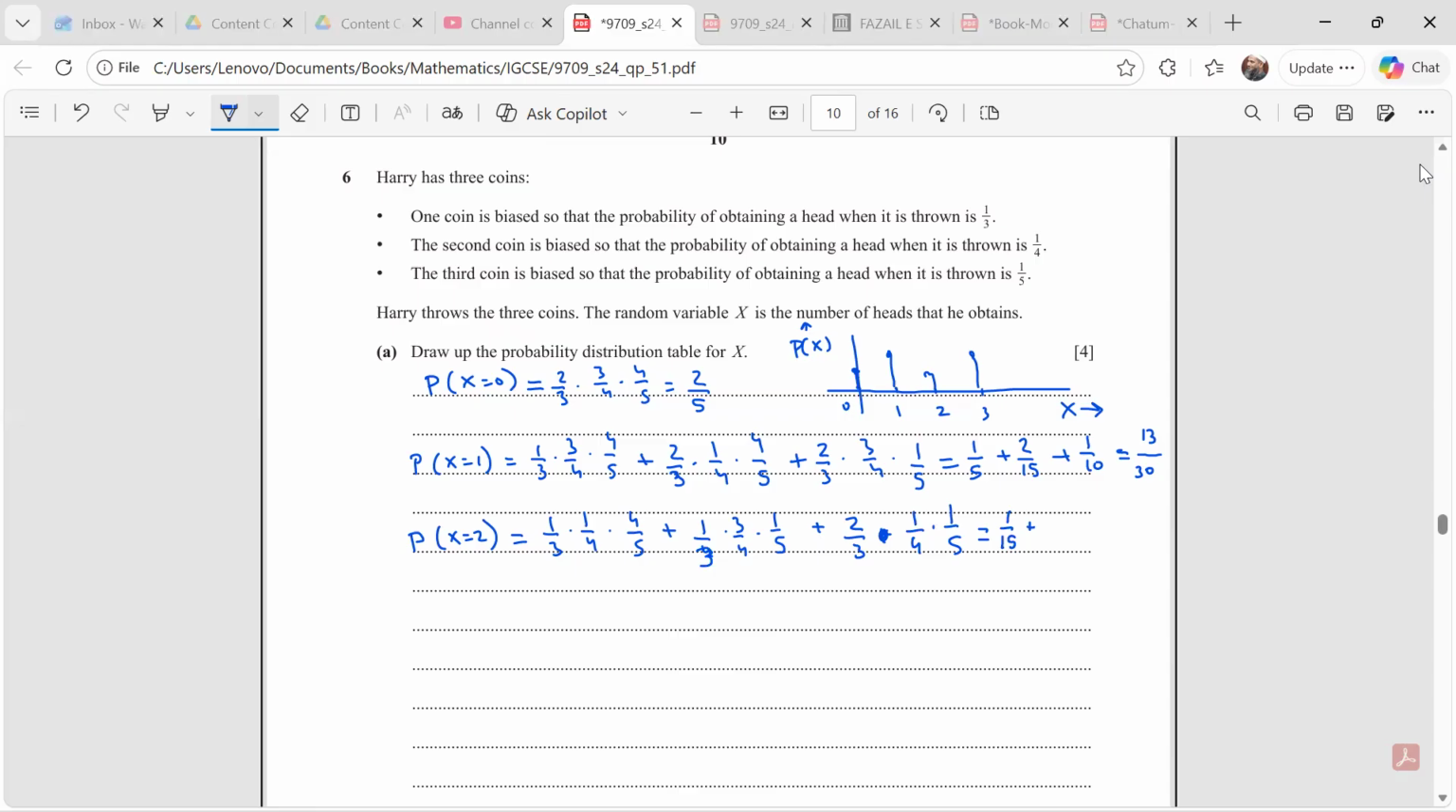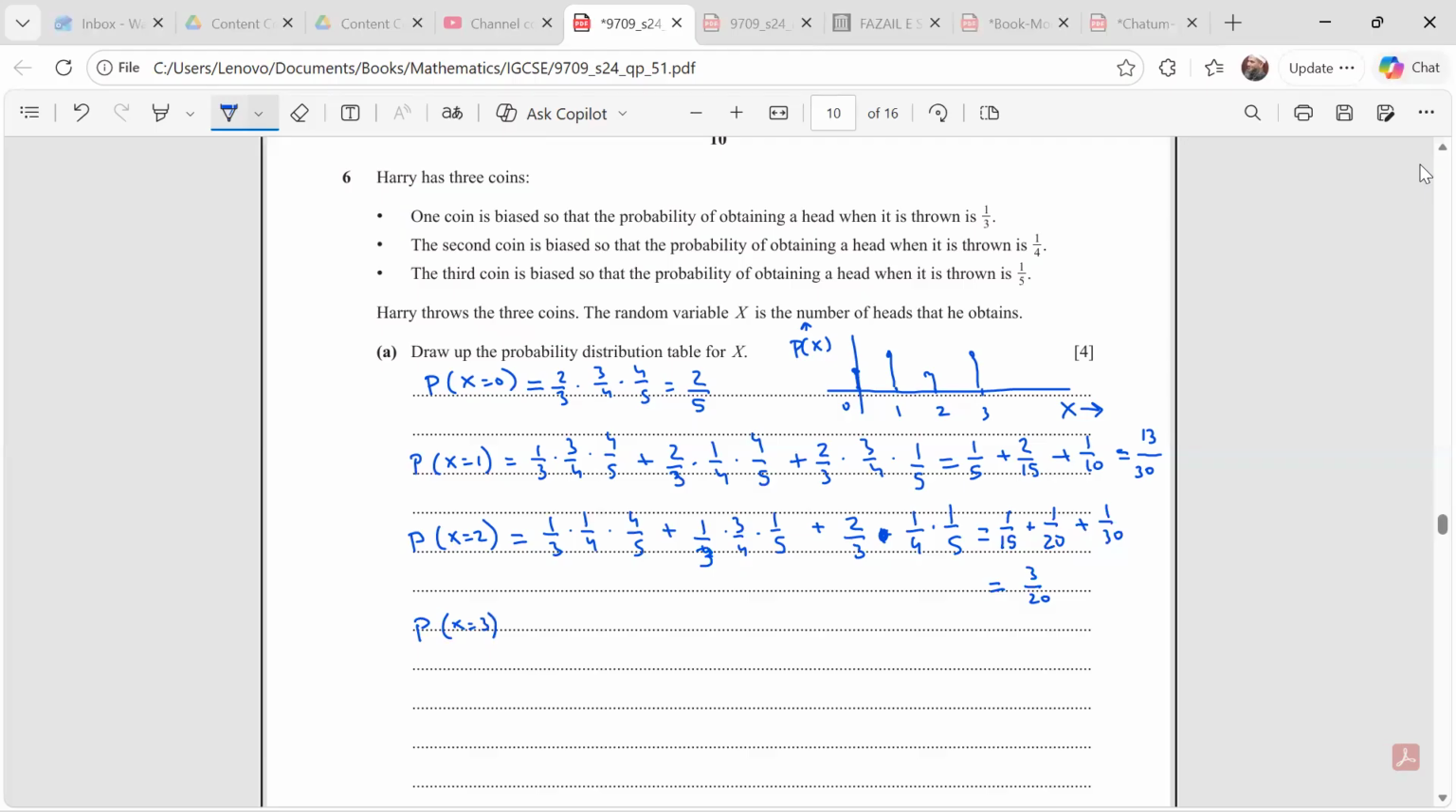Okay, the second one will cancel, it will become 1 over 20. Okay, and the third one would be 2, this is 30, 1 over 30. Okay, and this all adds up to 3 over 20. You can check. Okay, and what's the probability that x is equal to 3?